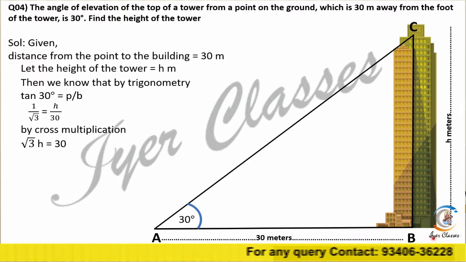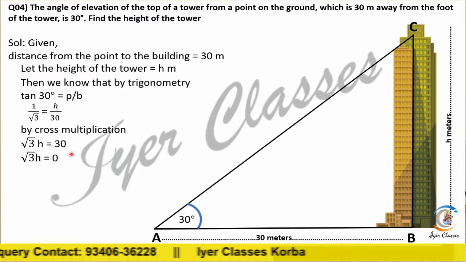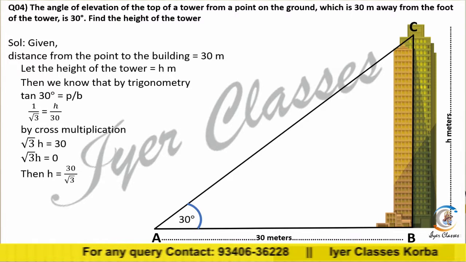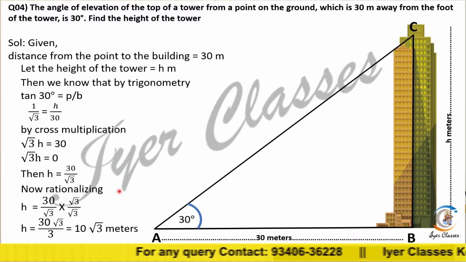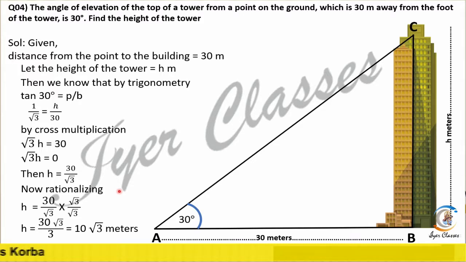Now you have to cross multiply and get root 3 times h is equal to 30, right? Now if you calculate the value of h, then h is equal to 30 divided by root 3. Again you have to rationalize it. So when you rationalize it, you get 30 by root 3 into root 3 by root 3, because root 3 is the rationalizing factor. So h is equal to 30 root 3 divided by 3, that is 10 root 3 meters. The height of the tower is 10 root 3 meters, which is your answer.